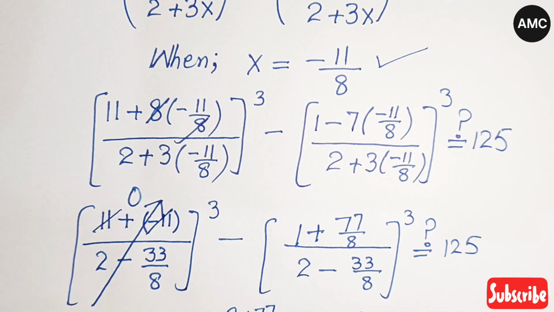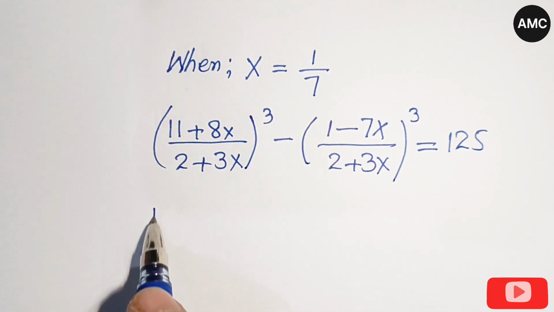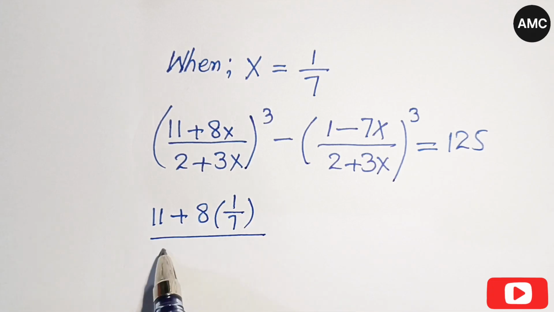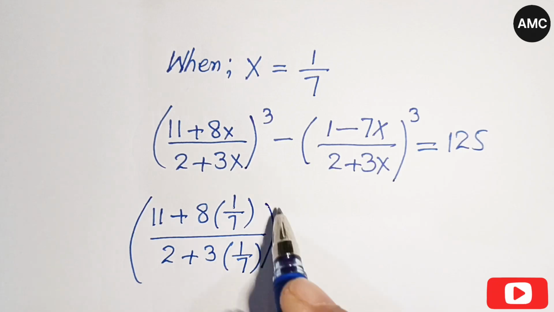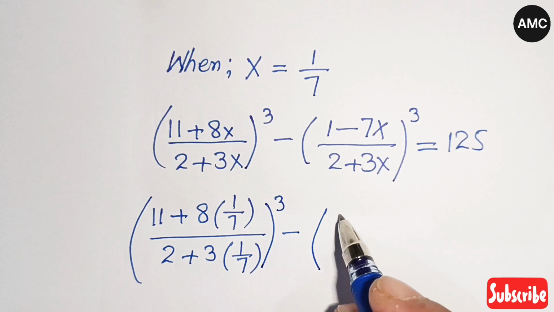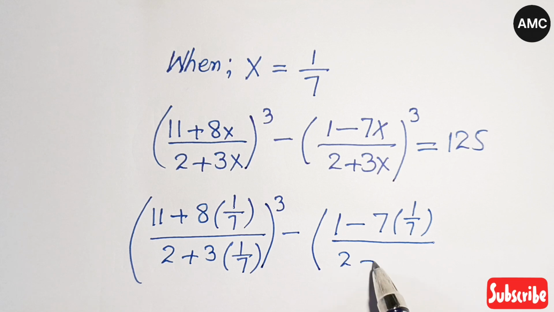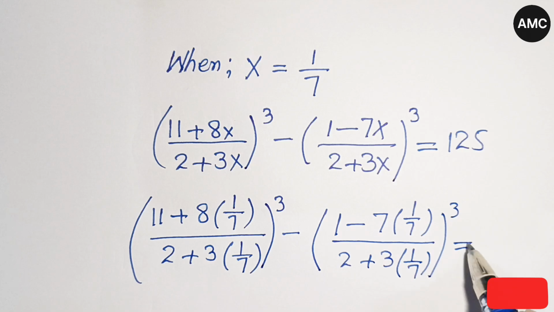Now we have to use second value of x, which is 1 over 7. So we have to verify for this problem. So now when x is equal to 1 over 7, then this equation will be 11 plus 8 times 1 over 7 all over 2 plus 3 times 1 over 7 whole cubed minus, here we have 1 minus 7 times 1 over 7 all over 2 plus 3 times 1 over 7 whole cubed. Is it equal to 125?